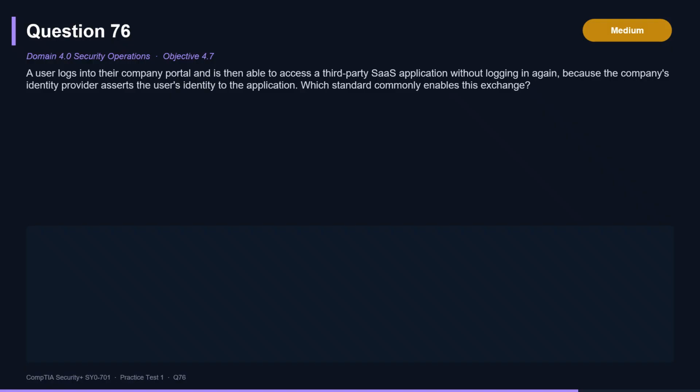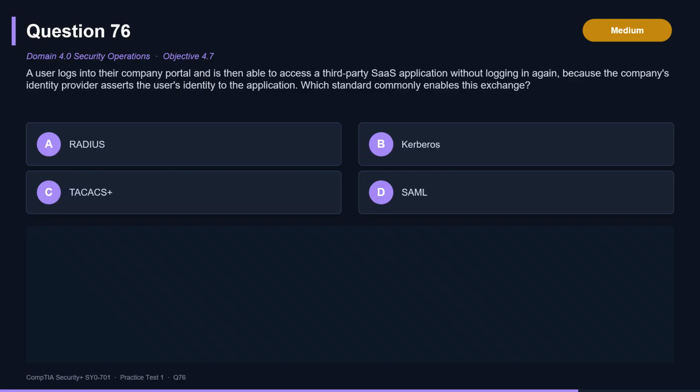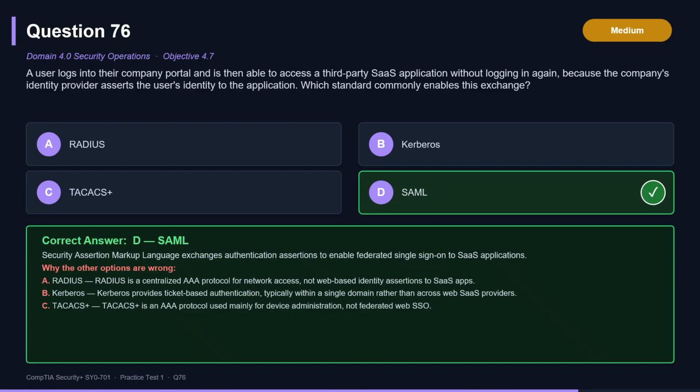A user logs into their company portal and is then able to access a third-party SaaS application without logging in again, because the company's identity provider asserts the user's identity to the application. Which standard commonly enables this exchange? The correct answer is D, SAML. Security Assertion Markup Language exchanges authentication assertions to enable federated single sign-on to SaaS applications.